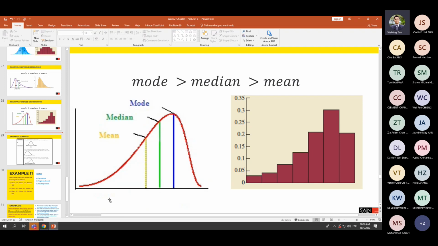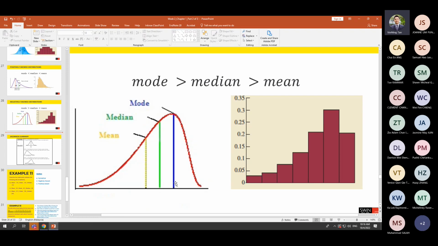Where's the mode? For the mode, you have to look at the peak, the mountain. Mountain is where? Here, right? So the mode is equal to this number. You draw a line from this peak, a straight line until touching the x-axis. So this is the mode value.